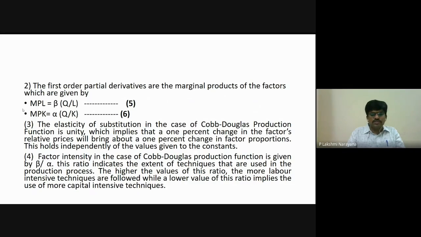When the beta by alpha value is high, beta is the parameter for labor, and alpha is the parameter for capital. That's why alpha is in the denominator. Based on the ratio, the higher the value of this ratio, the more labor intensive techniques are followed, while a lower value implies the use of more capital intensive techniques.